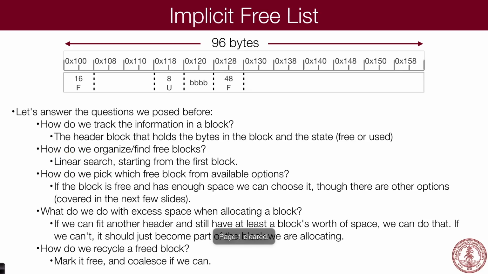How do we pick which block is available? If it's free and has enough space, it's available. Whether or not we want to pick that one is another story. We might want to keep searching until we find a better one than the one we just found, but we'll get to that on Friday. What do you do with the excess space? If we can fit another header and still have at least a block's worth of space, then we do it. If we don't, we just ignore it, give the memory to the preceding block, and deal with it.